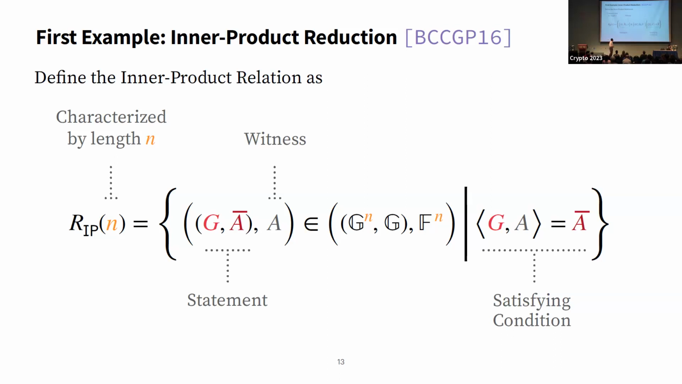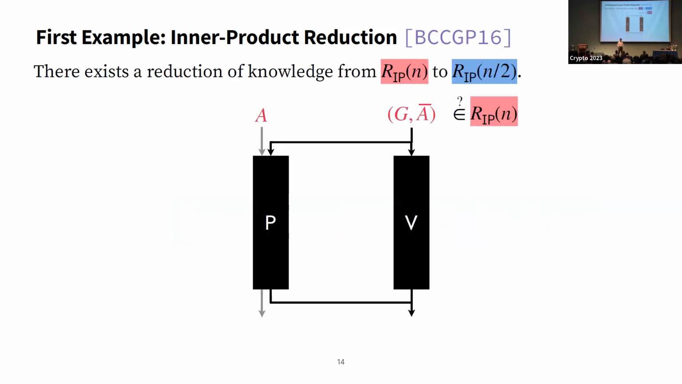Now, in the language of reductions of knowledge, the original inner product argument, the original step, can be viewed as none other than a reduction of knowledge from the inner product relation over size n vectors to the inner product relation over size n/2 vectors. Okay, so at a very high level, how this works is that the prover and the verifier start off with a satisfying instance witness pair.